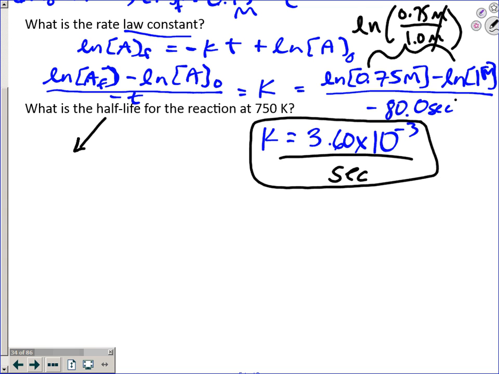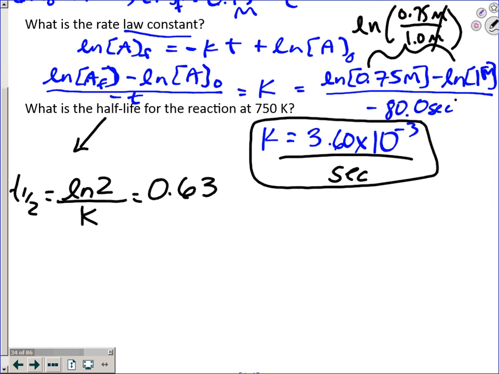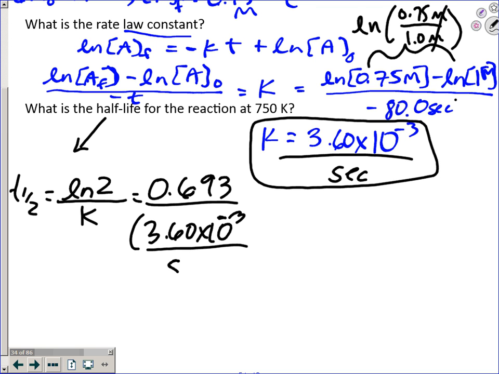Okay, so then how do I find half-life of first order? So again, ln of 2 over K. So what is ln of 2? I told you to remember it. 0.693 over this, right? So 3.60 times 10 to the negative third per second. And then we all know what's going to happen in seconds to the end. They're going to what? They're going to travel to the top with me, yep.